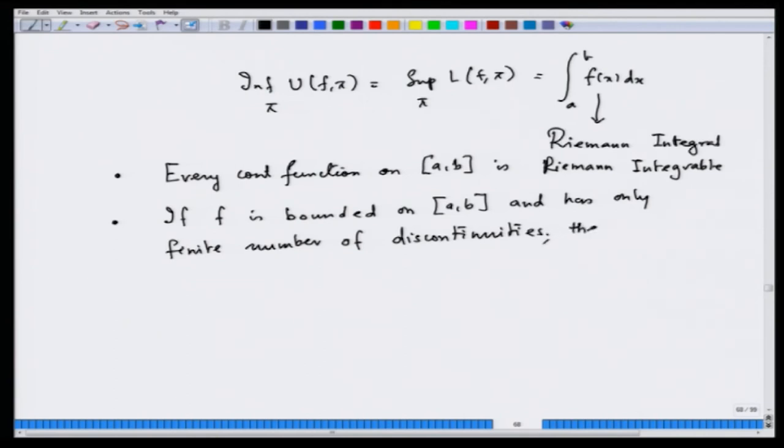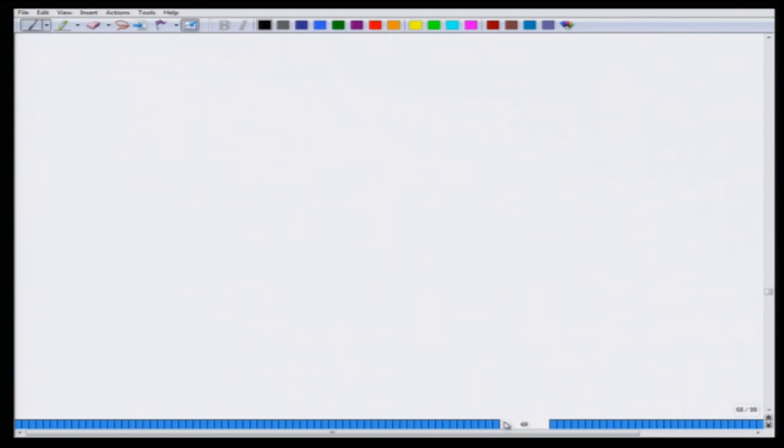Then f is Riemann integrable. Is there any function bounded but not Riemann integrable? This function was handed over to Riemann by his thesis supervisor Dirichlet. And this is the famous Dirichlet function we have already spoken about earlier.